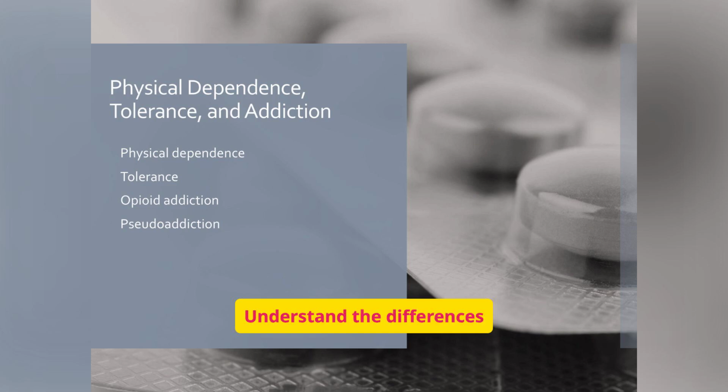Understand the differences between physical dependence, tolerance, opioid addiction, and pseudo-addiction. These are distinct concepts that require careful assessment and management. For instance, a patient who appears drug-seeking may actually have unrelieved pain. Mislabeling them can lead to undertreatment and suffering.